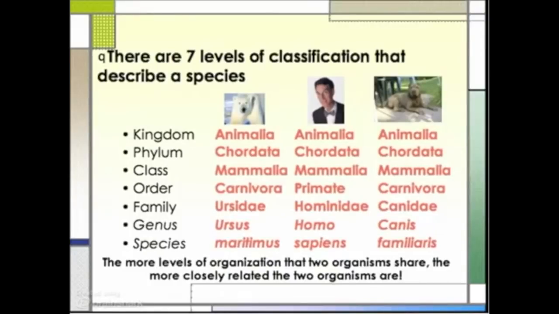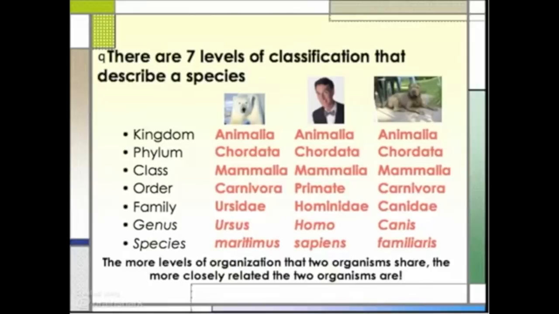Then if you move to the genus and the species, these are the ones I want to focus on. The genus and species, like we talked about in the last slide with binomial nomenclature, are like their first and last name. Remember the polar bear from yesterday, Ursus means a one-colored fur bear, and maritimus means in the Arctic. So a one-colored fur bear that lives in the Arctic would be a polar bear.